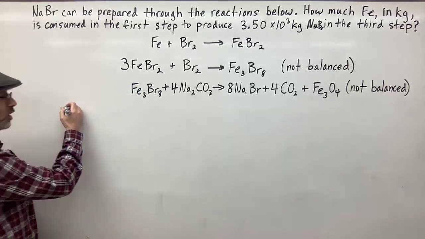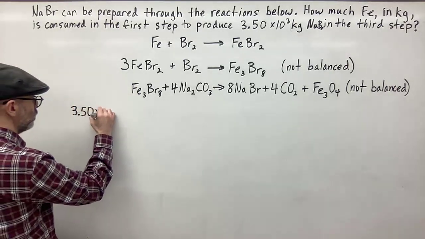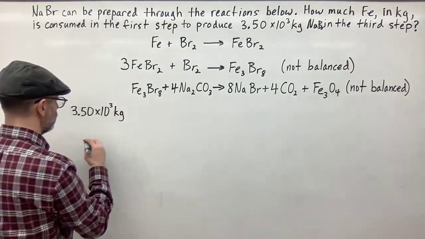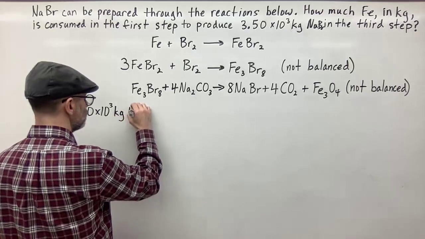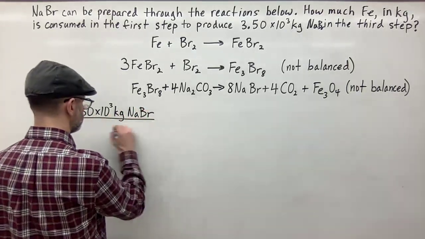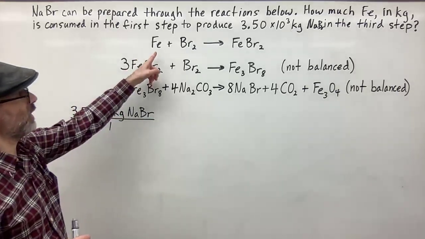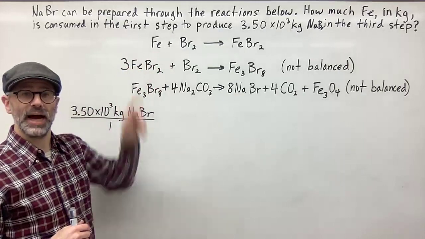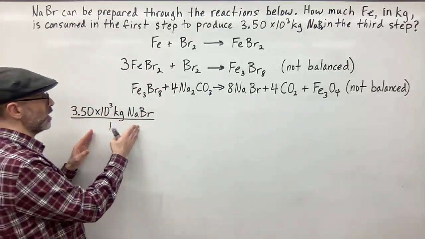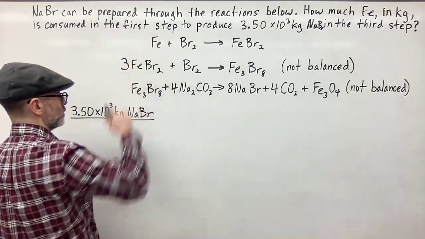And so I'm going to start with 3.50 times 10 to the third kilograms of NaBr. And my goal is to get to kilograms of the iron. Okay, so I got kilograms of NaBr. I got to get to the amount of iron in kilograms.